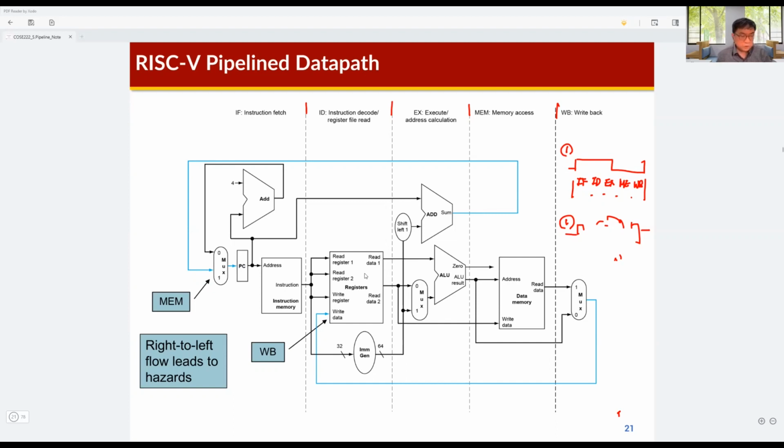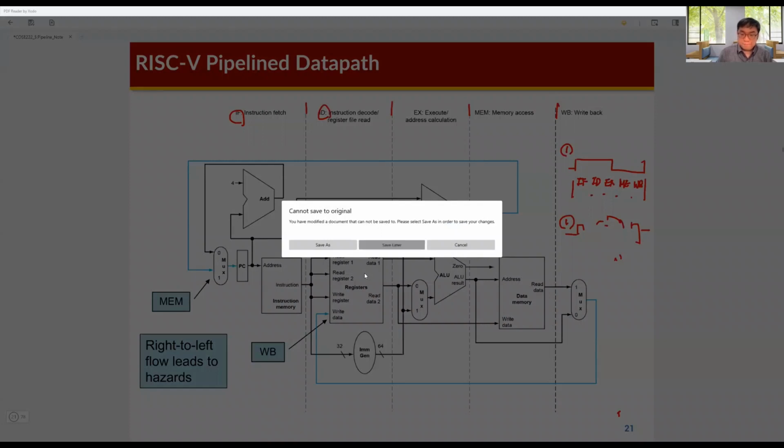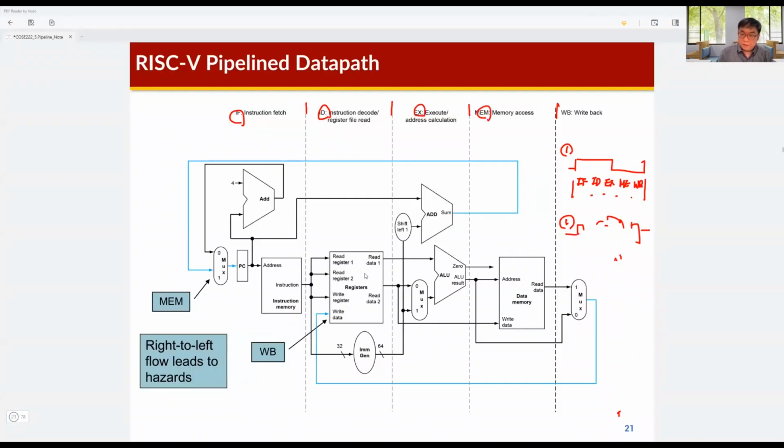In the previous class I mentioned that this single cycle processor design is composed of 5 steps. You need to remember these 5 steps of the RISC-V processor: instruction fetch, instruction decoding, execution, memory, and write back. And then in order to implement the pipeline architecture, we can just insert the pipeline register, that is the D flip-flop.